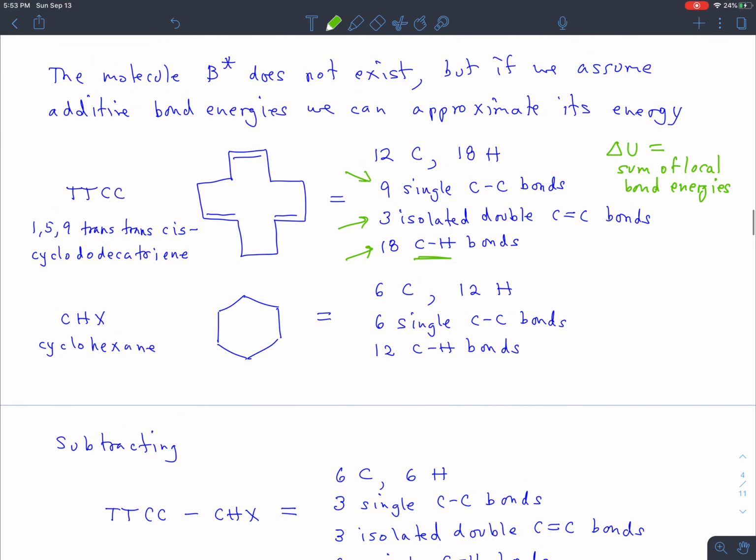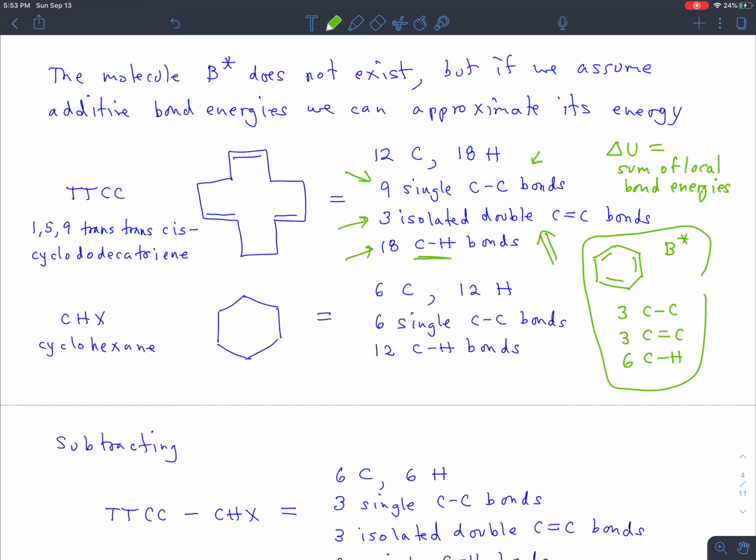But that's not quite right. For a single benzene B star, a localized benzene, there should be 3 CC single bonds, there should be 3 localized CC double bonds, and there should be 6 CH single bonds. This is clearly something related, but it's got a lot more CC single bonds. It's got the right number of double bonds, but it's got way too many CH bonds as well.